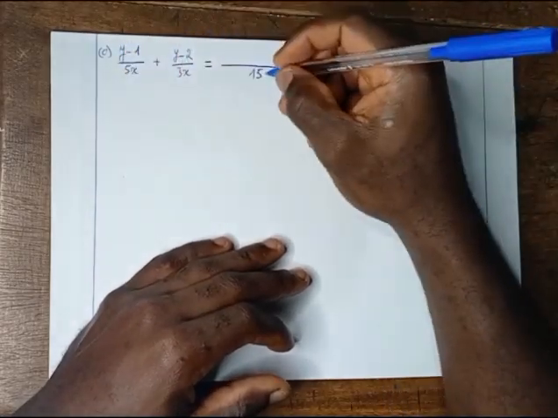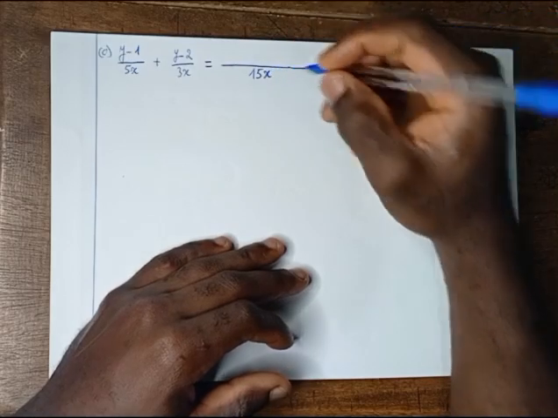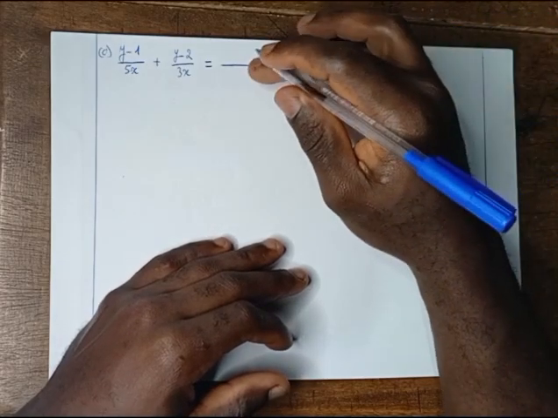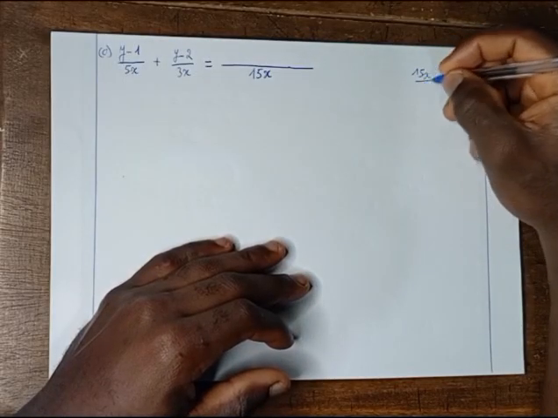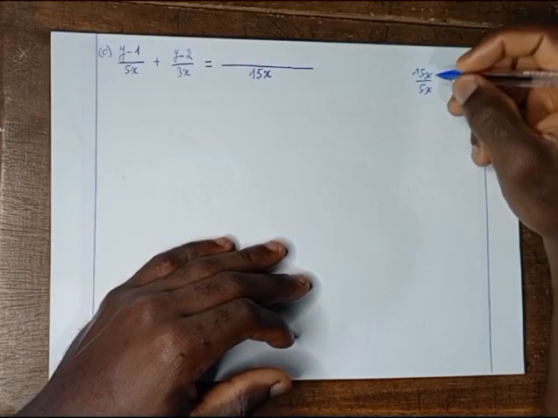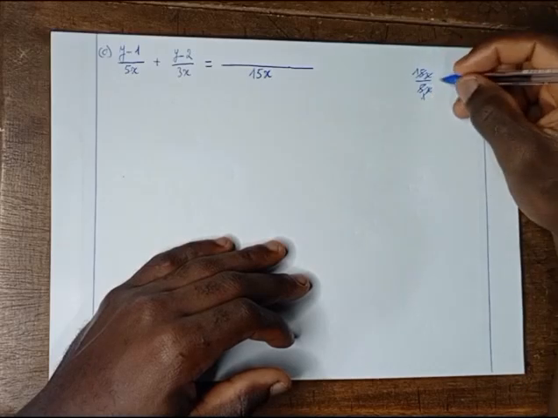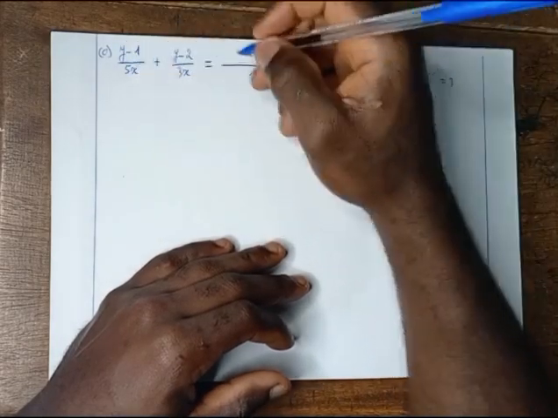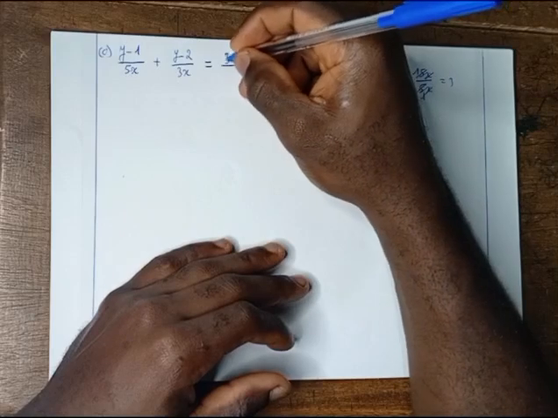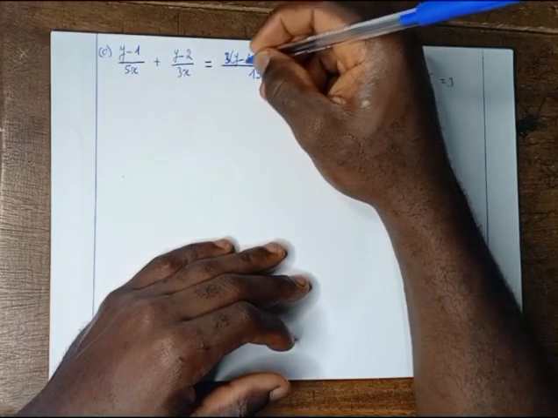Since x is common, we are going to attach x to 15 to obtain 15x. 15x divided by 5x: x will cancel x, and 5 will go into 15, 3 times. This will give us 3. We are going to multiply y minus 1 by 3, 3 times y minus 1.